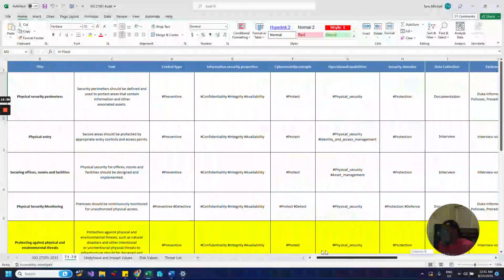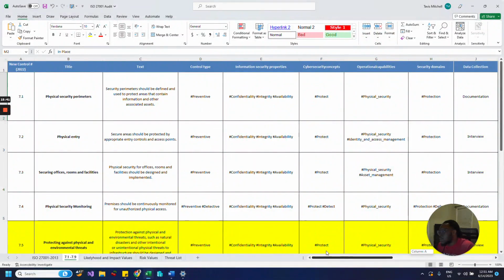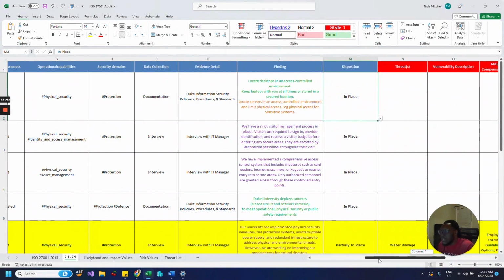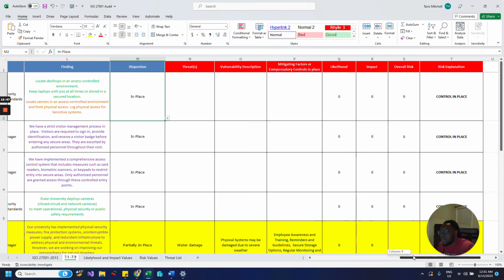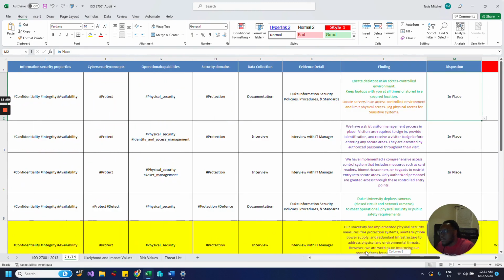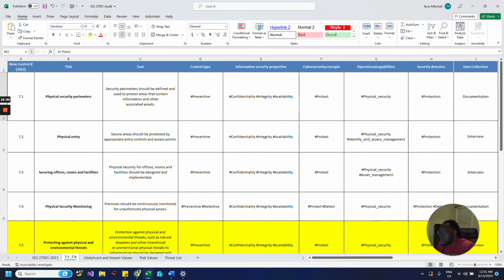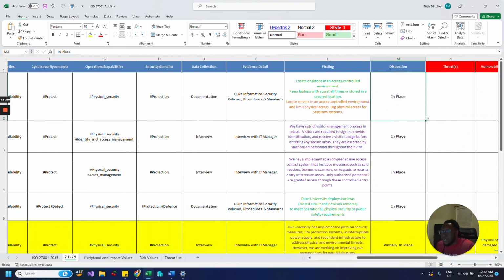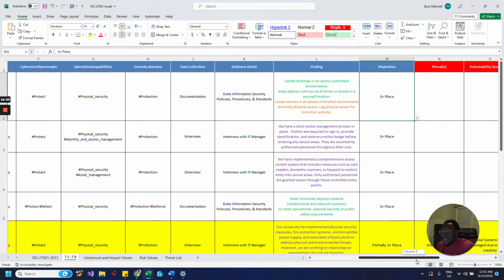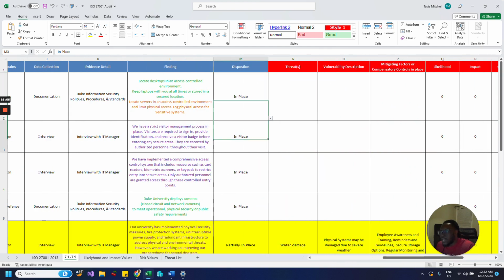So, the first one, physical security perimeters. That was in place. We got that from the documentation. That's why it's orange and green. Okay? Control in place, we're going to leave that alone. 7.2, physical entry. All right? We have a strict visitor management process in place. Okay, so they're enforcing that. So that control is in place, guys. That's good, everyone.